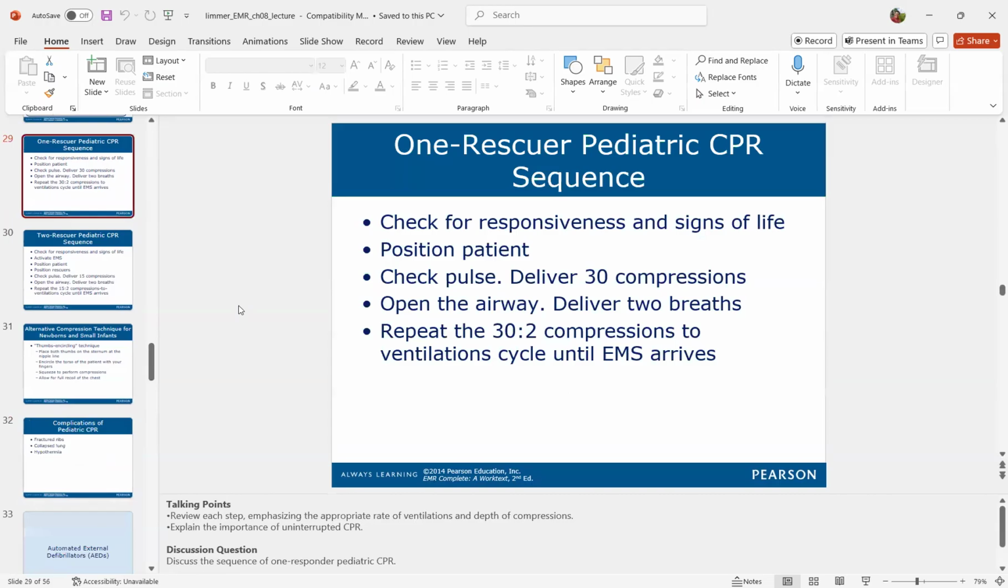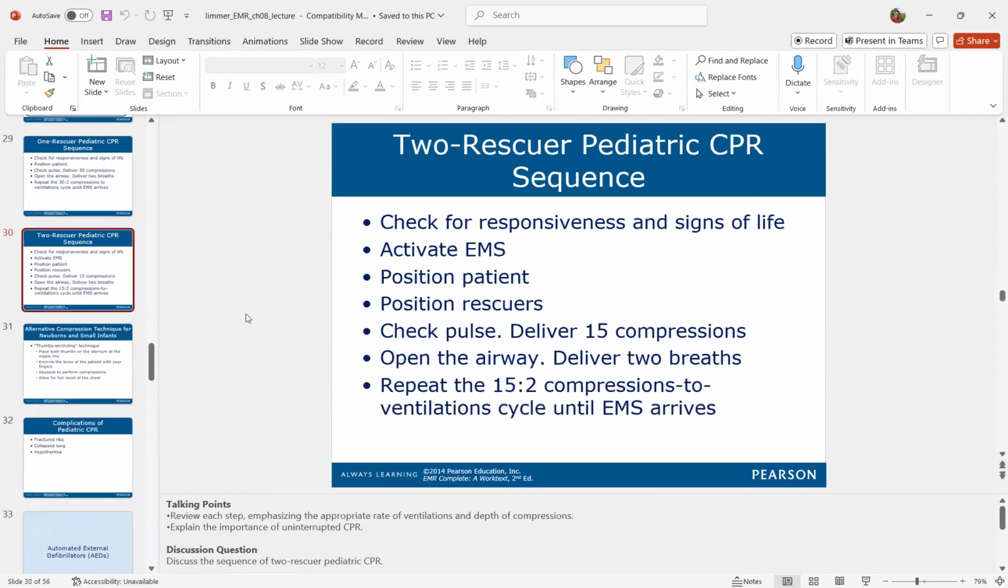It's very similar to the sequence for the adult. Check for responsiveness and signs of life, and position the patient supine on a firm flat surface. Check pulse, and start compressions if you don't feel a pulse. Open the airway, deliver your 2 breaths, and repeat that 30 and 2 compression cycle.